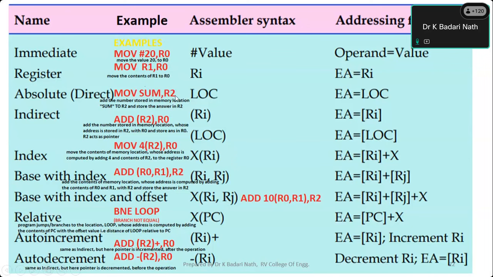So here you should always remember: if instead of sum I write 2000 here, that is also valid. What does 2000 indicate? It's the address of a memory location. The contents of 2000 are moved to R2. You should not get confused. If I remove the hash here and only write 20, it becomes absolute addressing mode. That means 20 is not moved to R0; the contents of 20 will move to R0. If I use the hash, the number itself is moved to R2. If I don't use a hash and use some name or number, it refers to an address. That address is not moved. We have to go to that memory location whose address is indicated here.